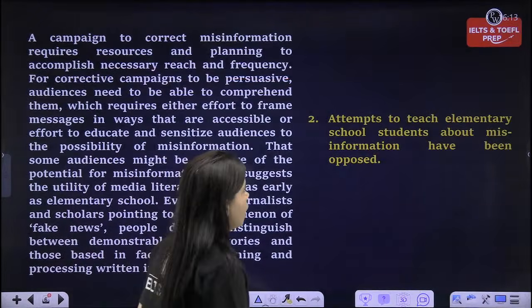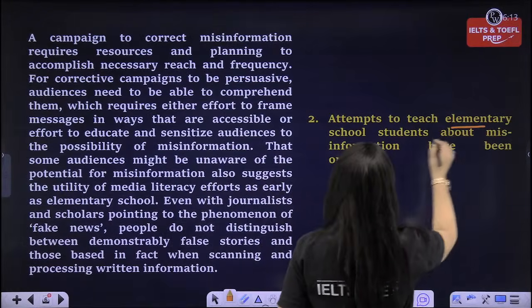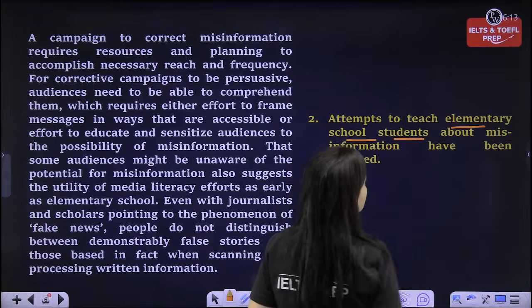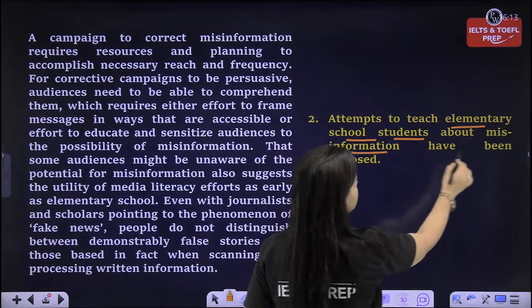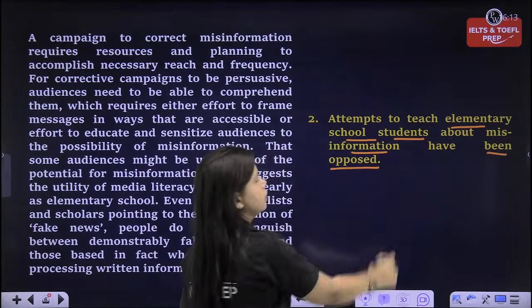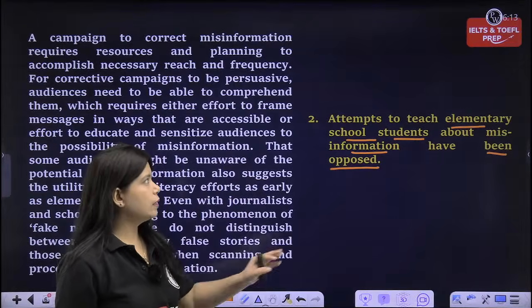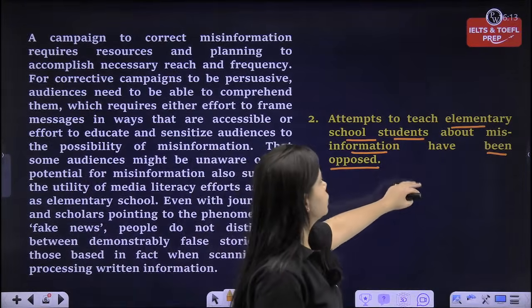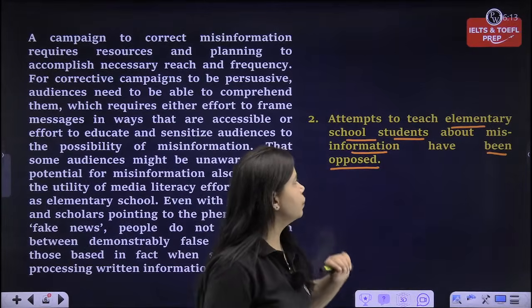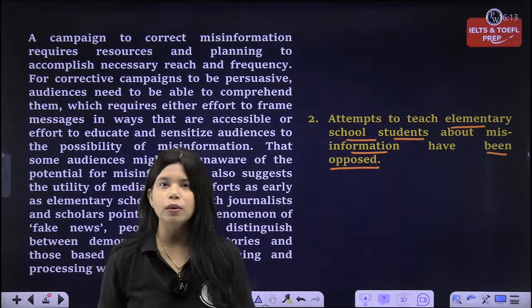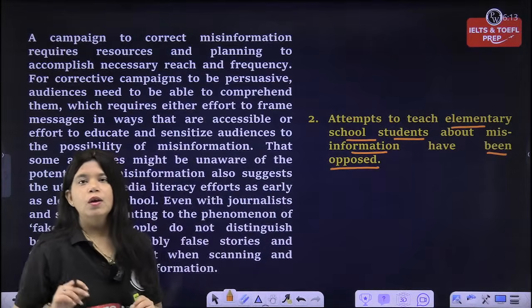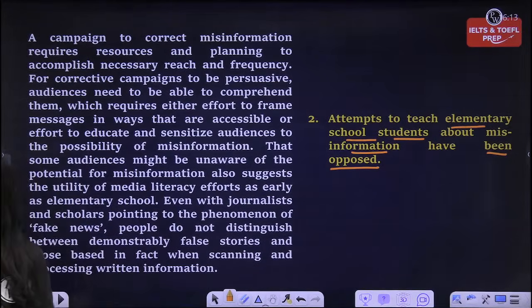It says attempts to teach elementary school students about misinformation have been opposed. This should be simple. So once again, attempts to teach elementary school students about misinformation have been opposed. So once again, take 2 minutes. Post your answers in the comment section and we'll discuss your answers at exactly 4:16. Off you go.